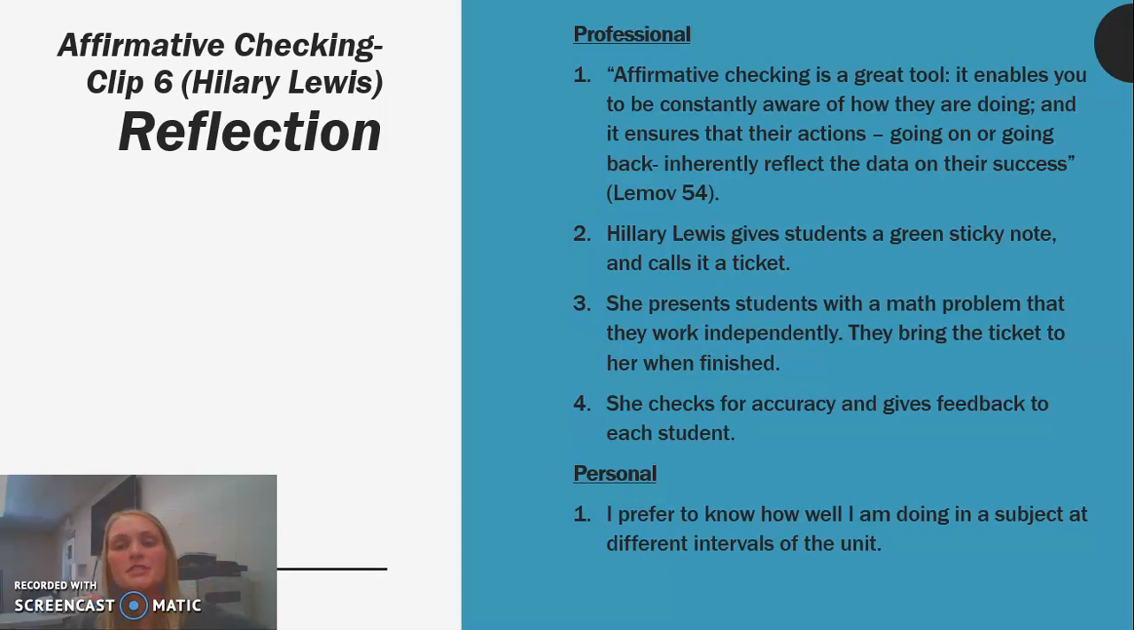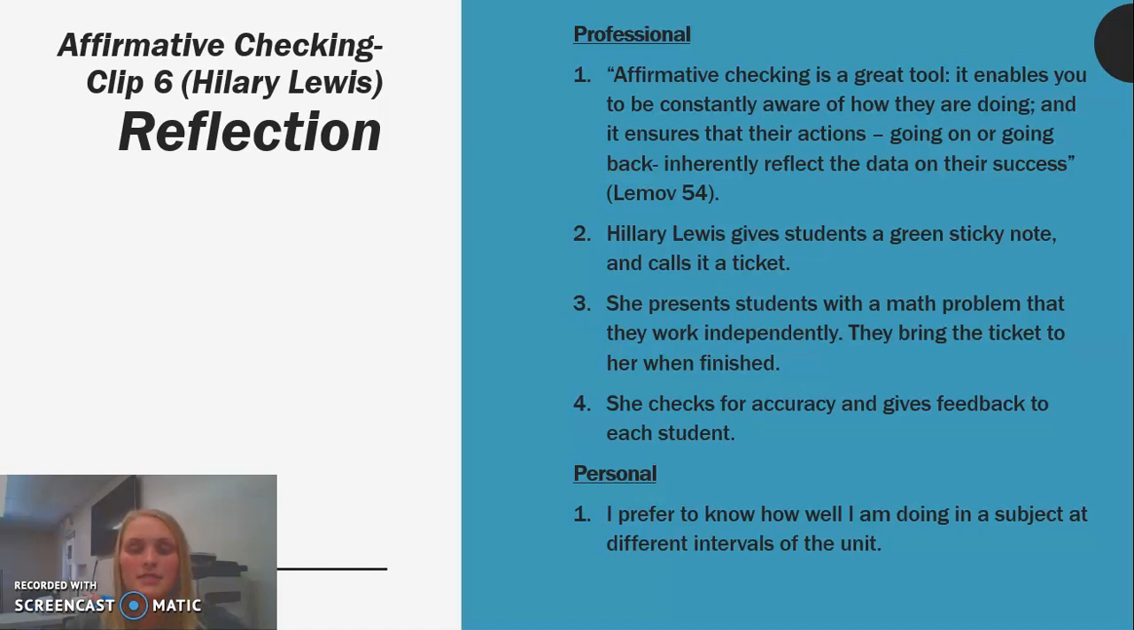So Miss Lewis did give students a green sticky note, and she calls it a ticket. As she refers to it, she compares it to a movie ticket, which is a happy thing. That's a good thing. Kids love the movies. And she actually referred to her independent practice, which was the next activity, as the incentive, and she compared it to going to the movie. So you have to give your ticket to go to the movie.